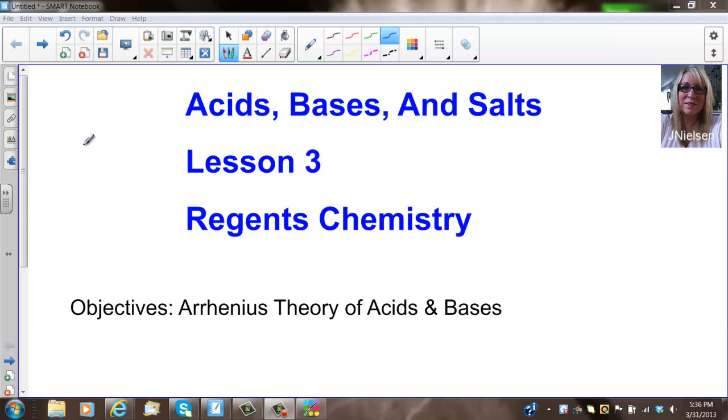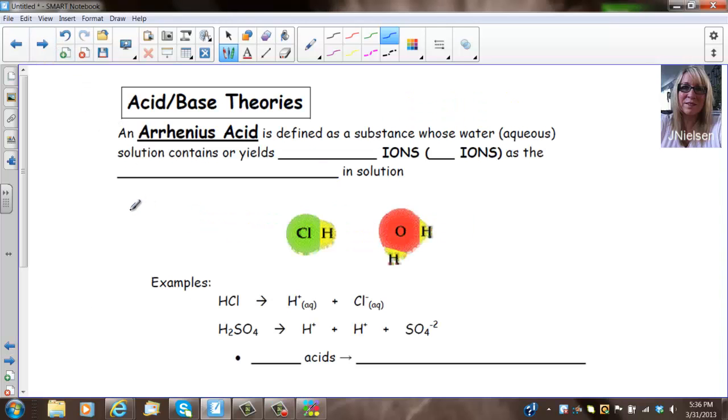Okay, this is Acids, Bases, and Salts, Lesson 3, and we're going to talk about the Arrhenius theory of acids and bases today, which is one of 3 theories that we will talk about. An Arrhenius acid is defined as a substance whose water, or aqueous solution, contains or yields hydronium ions, which are H3O+ ions, as the only positive ion in solution.